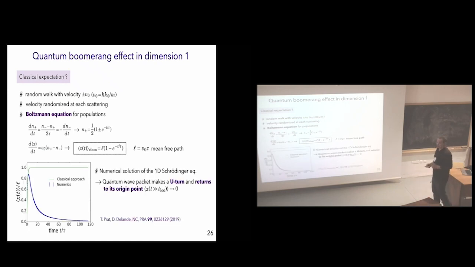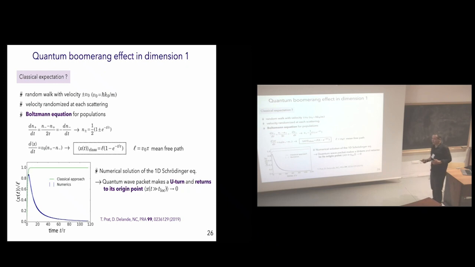Now, if you do the numerics with the disordered Schrödinger equation, the outcome is completely different. This is x as a function of time, and what you find is the center of mass increases, like in the classical case, which is in green, but after some time it starts to go back to zero. In other words, the quantum mechanical wave packet moves forward, and then it makes a U-turn and slowly returns to the origin point. This is what we call the quantum boomerang effect.